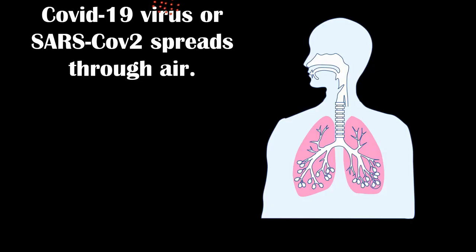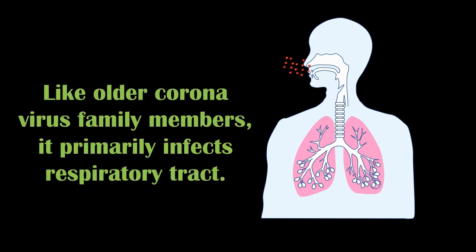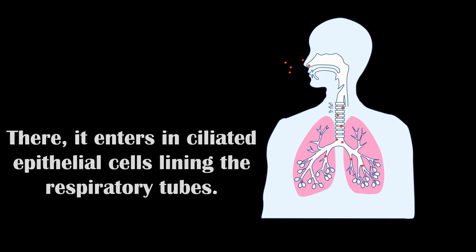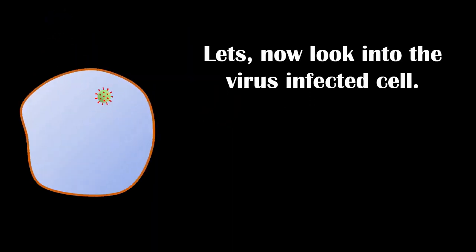COVID-19 virus or SARS coronavirus 2 spreads through air. Like older coronavirus family members, it primarily infects the respiratory tract. Here it enters the ciliated epithelial cells lining the respiratory tubes. Let's now look into one of the epithelial cells which has been infected by the virus.